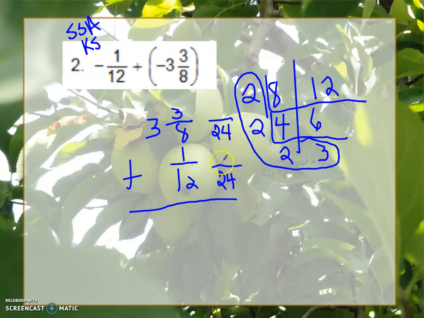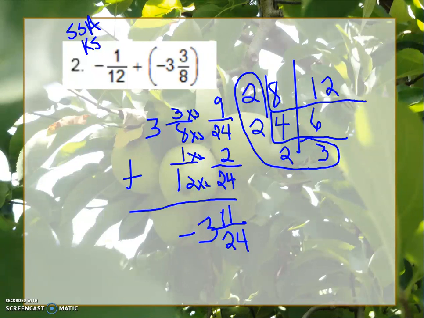Step 2 is equivalent fractions. Equivalent fractions say whatever I do to the bottom, I do to the top. 8 times 3 is 24, so 3 times 3 is 9. 12 times 2 is 24, so 1 times 2 is 2. 9 24ths plus 2 24ths is 11 24ths. Then I bring down the 3. I keep the sign, so it is negative. Let's take a look at number 3.